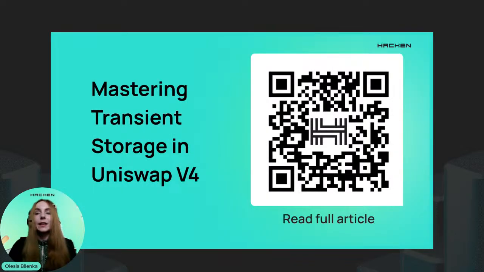There is a QR code on the screen that links to the article Mastering Transient Storage in Uniswap V4, and I encourage you to scan it and bookmark it for later reading. The deltas we were talking about today are stored in this storage, and if you would like to explore this topic in even more depth, including detailed gas cost calculations, please feel free to check out this article.